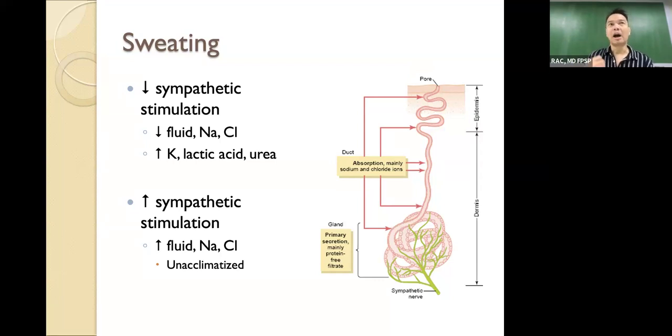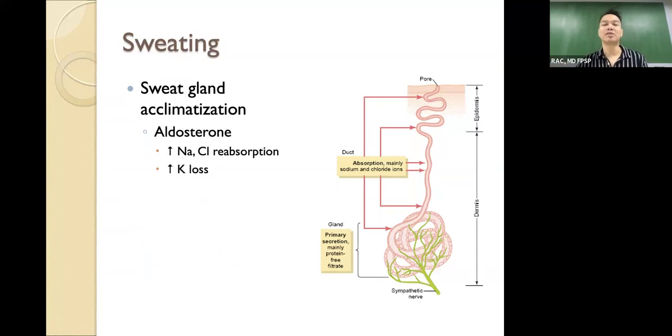The sweat becomes less salty, more fluid. So I'm sure you've experienced this. For example, when you jog or when you exercise, you profusely sweat. So that's the quality of the sweat if sympathetic stimulation is high. Now, this is particularly true if the sweat gland is unacclimatized. So when we talk about acclimatization of sweat glands, aldosterone is responsible for this.